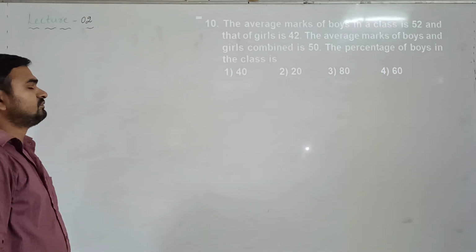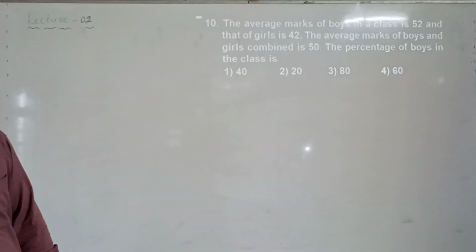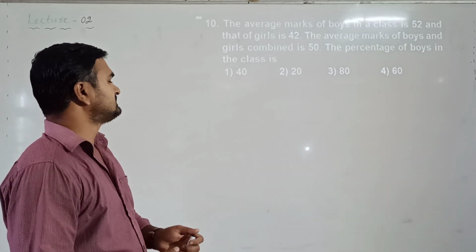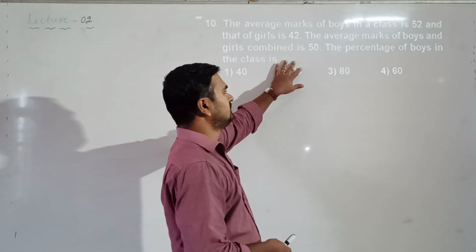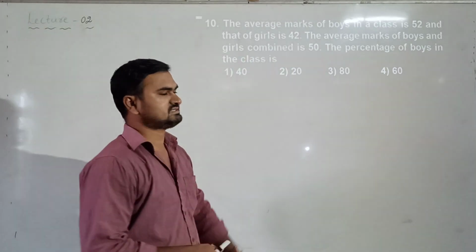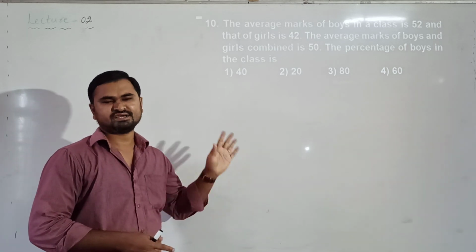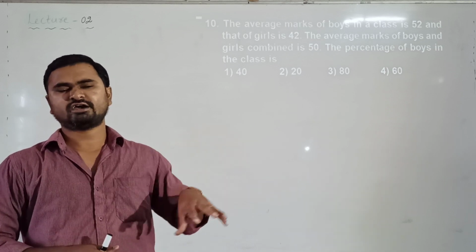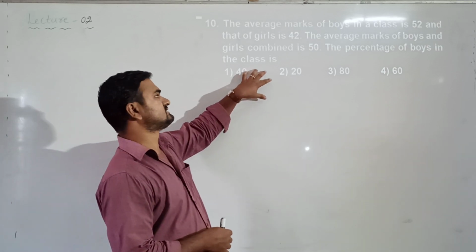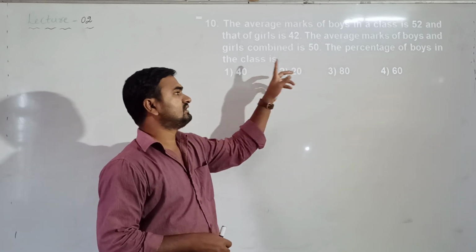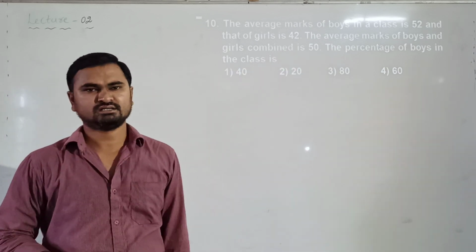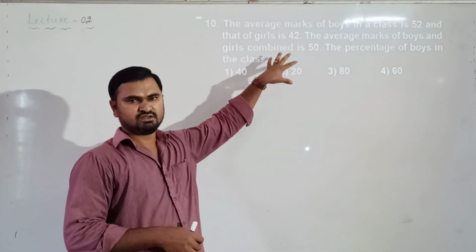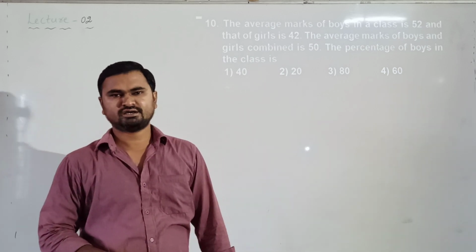The average marks of boys in a class is 52 and that of girls is 42. The average marks of boys and girls combined is 50. Find the percentage of boys in the class. Here the average of boys is given, the average of girls is given, and the total combined average of the class is also given. Now we want to find what will be the percentage of boys in the class. This problem is based on the combined mean. We have written the formula for finding the combined mean.